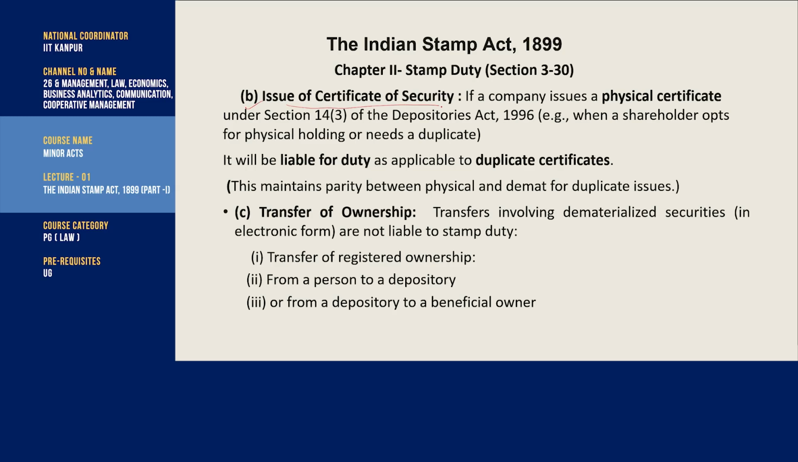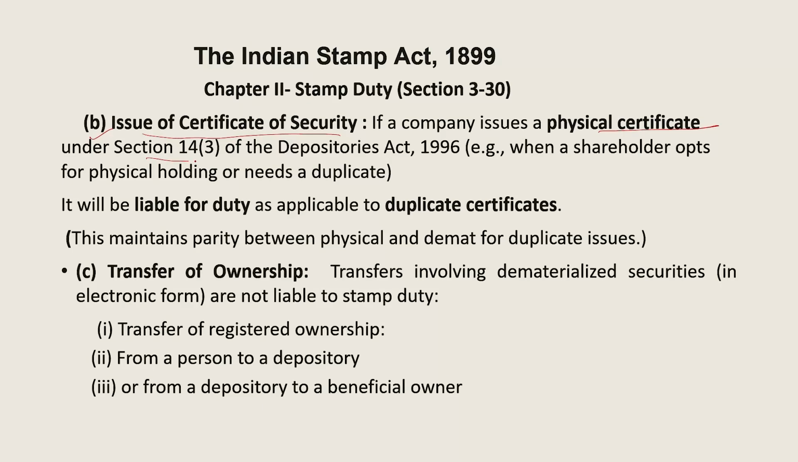Clause B says issue of the certificate of security. So if a company issues a physical certificate under section 14 subsection 3 of the Depositories Act 1996, it will be liable for duty as applicable to a duplicate certificate. So this maintains parity between the physical and demat for duplicate issues. Further, transfer of ownership. Transfers involving dematerialized securities are not liable to stamp duty. So transfer of registered ownership from a person to a depository, or from a depository to the beneficial owner, is not liable for stamp duties.